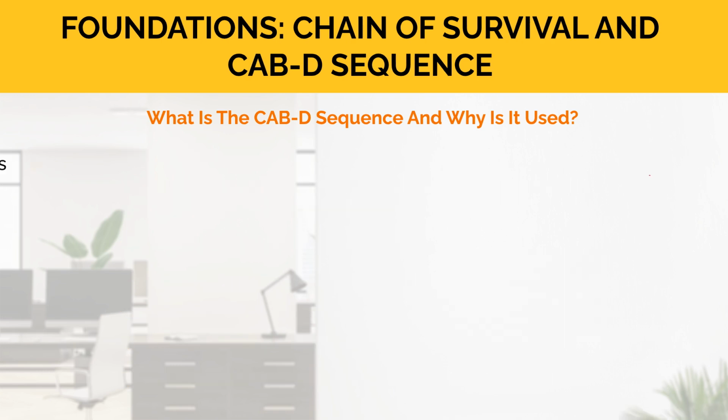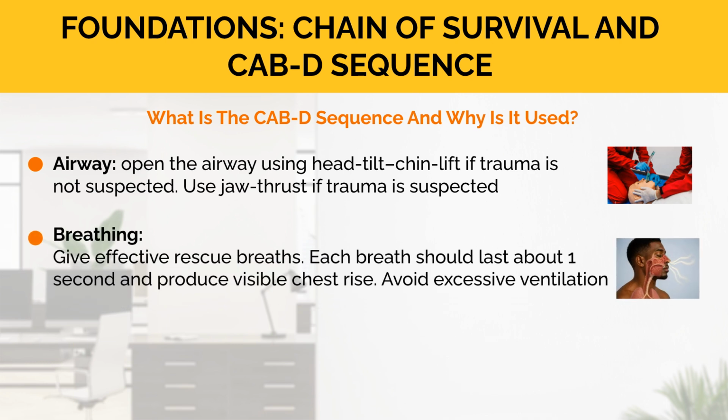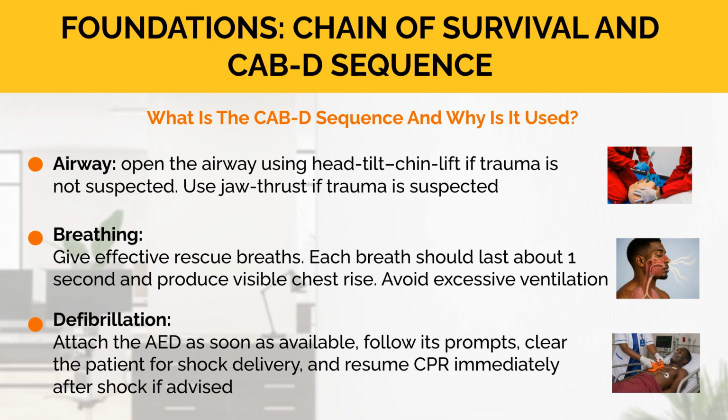Letter A means airway. Open the airway using head tilt chin lift if trauma is not suspected. Use jaw thrust if trauma is suspected. B means breathing. Give effective rescue breaths. Each breath should last about 1 second and produce visible chest rise. Avoid excessive ventilation. And D means defibrillation. Attach the AED as soon as available. Follow its prompts. Clear the patient for shock delivery, and resume CPR immediately after shock if advised. Note, CABD helps the rescuer follow a clear order instead of panicking.